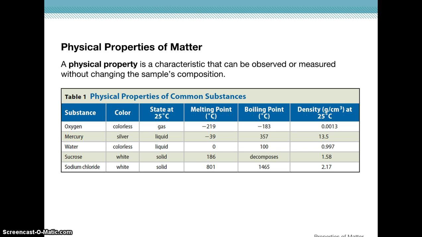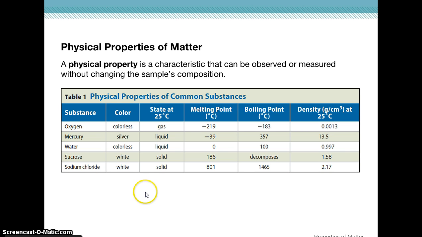Now we're going to focus a lot on physical and chemical properties of certain substances. A physical property is a characteristic that can be observed or measured without changing the sample's composition. So things that have to do with what that stuff is, but it doesn't change what it's made out of. So color, what state it is at room temperature, its melting point, boiling point, density, all of those things are considered physical properties. And here you can see some examples of physical properties of some common substances.